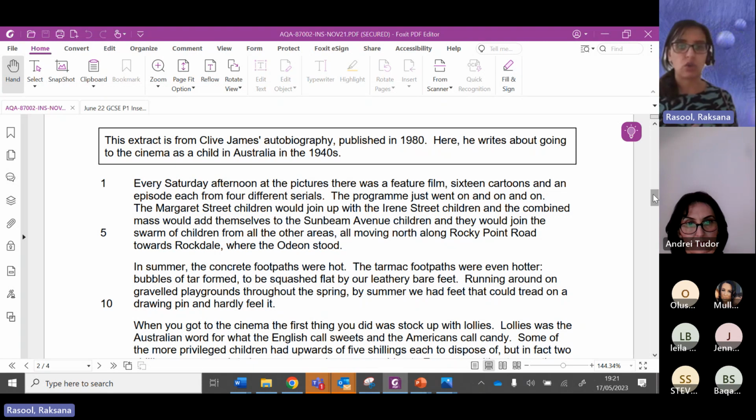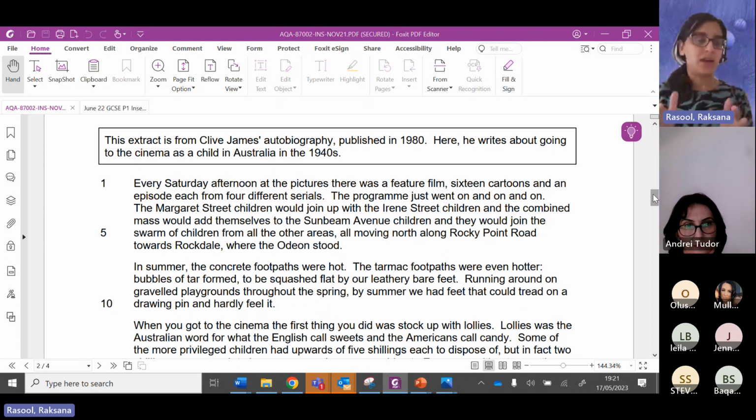The Margaret Street children would meet up with the Irene Street children, and the combined mass would add themselves to the Sunbeam Avenue children, and they would join the swarm of children from the other areas, all moving north along Rocky Point Road towards Rockdale, where the cinema stood.